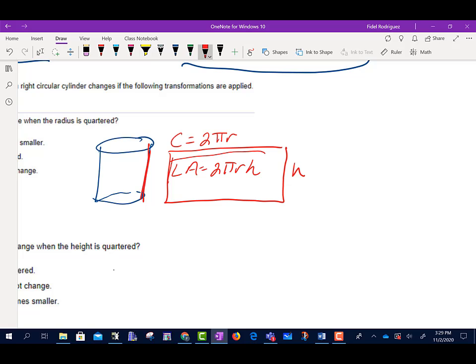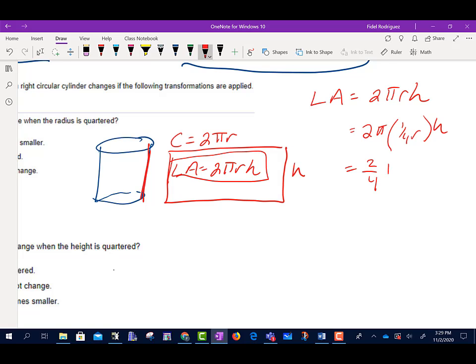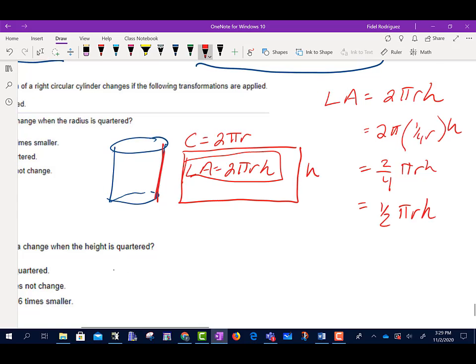So if this was my formula before, the lateral area, and it's 2 pi r times h, and we're going to quarter the radius. So 2 pi times 1/4 of the radius, h. Okay. So let's see. This is going to be 2 over 4 pi rh, and that's going to be 1/2 pi rh. Okay. So what happened here?